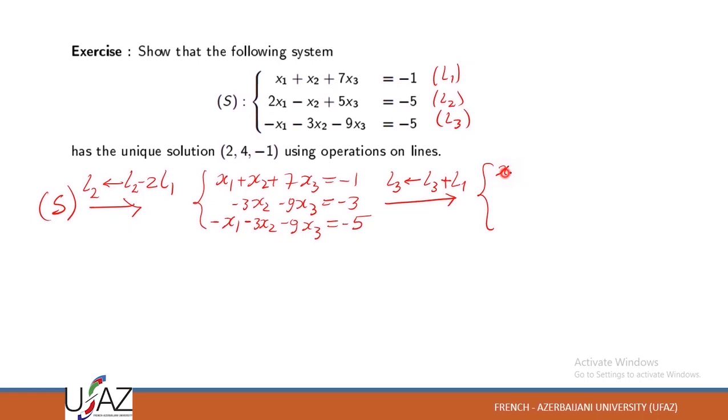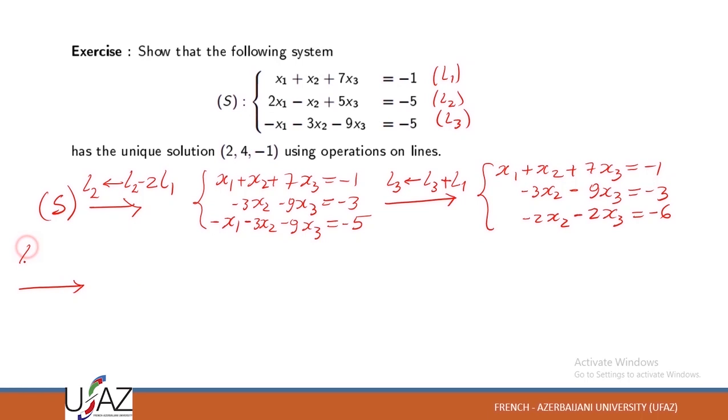x1 plus x2 plus 7x3 is minus 1, minus 3x2 minus 9x3 is minus 3, minus 2x2 minus 2x3 is minus 6. We use these elementary operations. Instead of the second row, we write minus 1 over 3 times the second row. Instead of the third one, we write minus 1 over 2 L3. Then our system will be this.